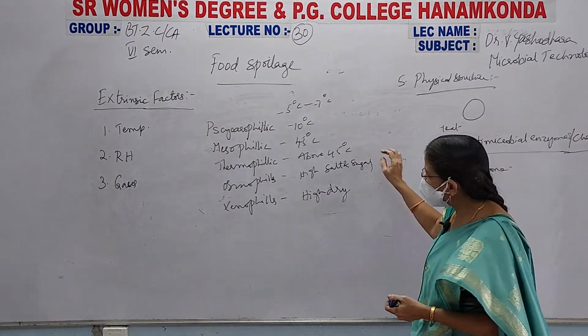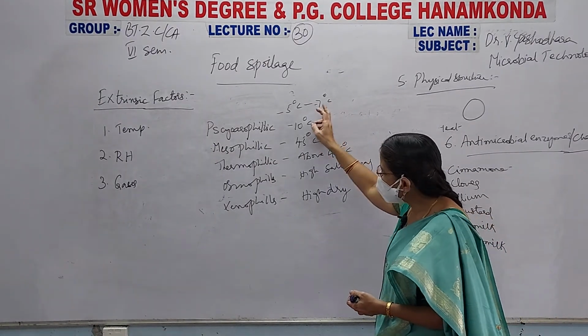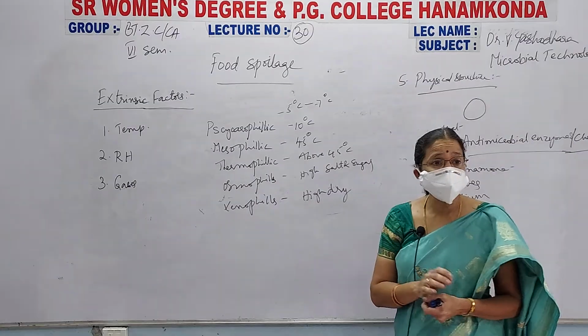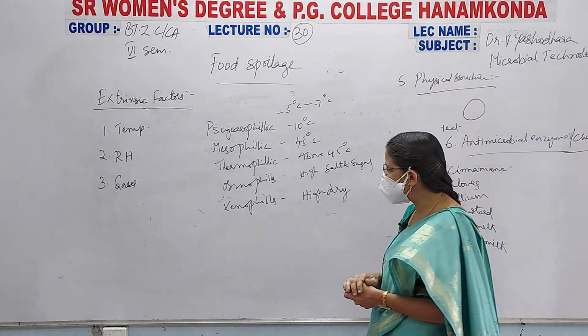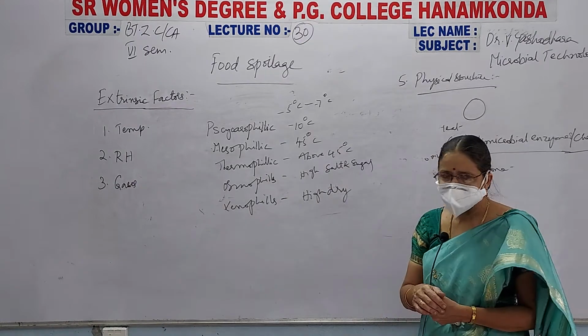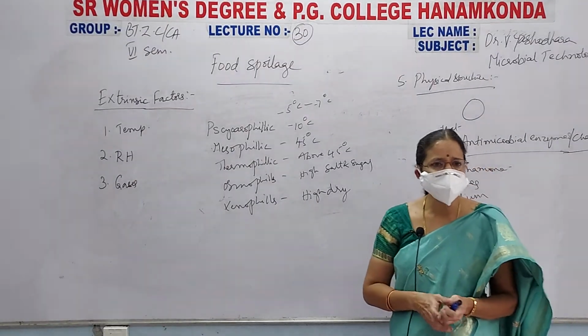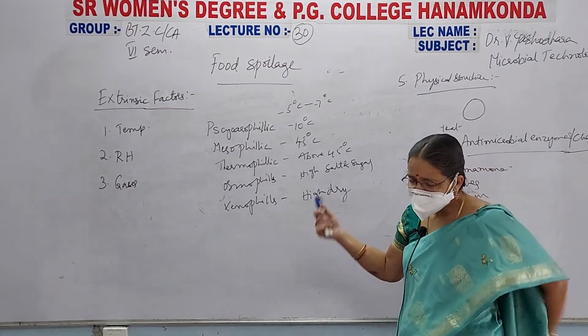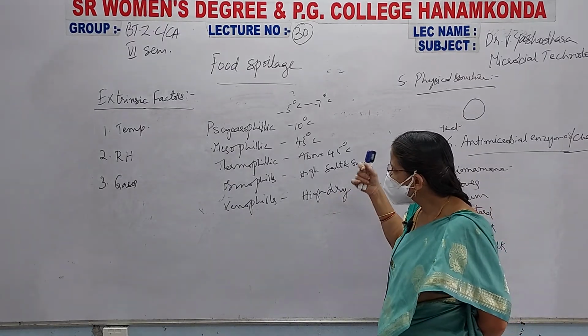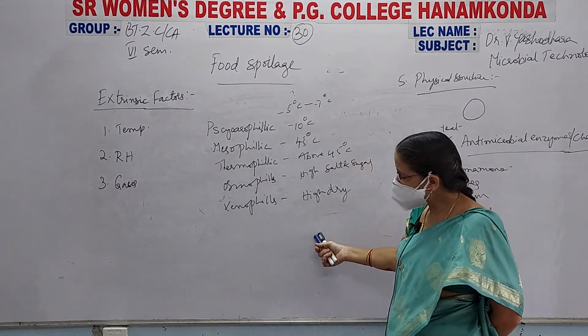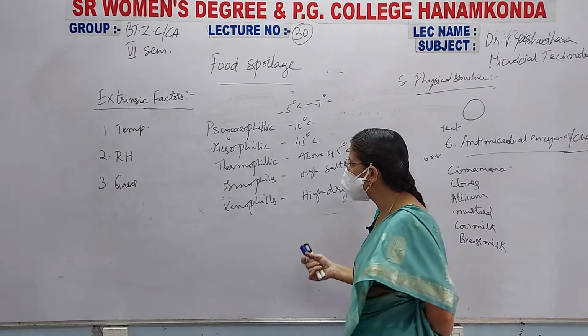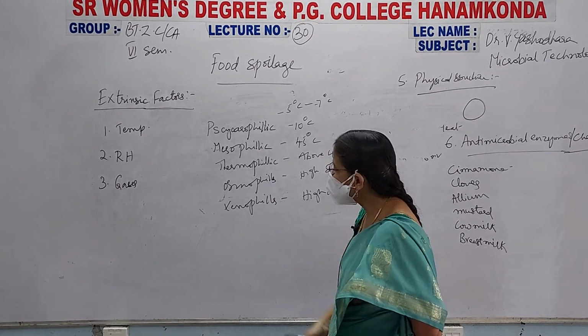So these microorganisms can grow at these temperatures and they can spoil the food. If you are keeping food material at any of these places for more days, there is a chance of spoilage of your food. These are the extrinsic factors, that is, temperature plays an important role in destroying our food items. Now coming to the relative humidity.